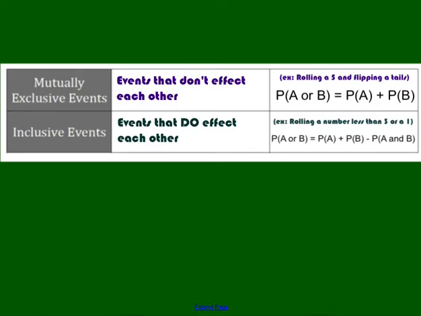However, sometimes there are events that do affect each other, and we call those inclusive events. For example, if we roll a number less than 3 or a 1, a number less than 3 and 1 could end up being the same thing. So we end up counting that probability twice. What we have to do is actually subtract off the probability of it being both, so that probability isn't being counted twice.